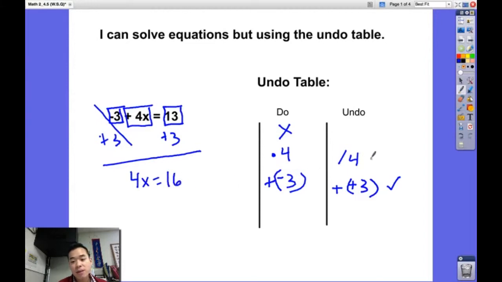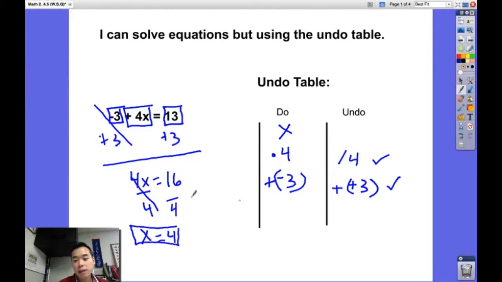The next thing I have to do is divide by 4. So I'm going to go in here and divide by 4. And my answer, 4 divided by 4, is just 1x. 16 divided by 4 is equal to 4.